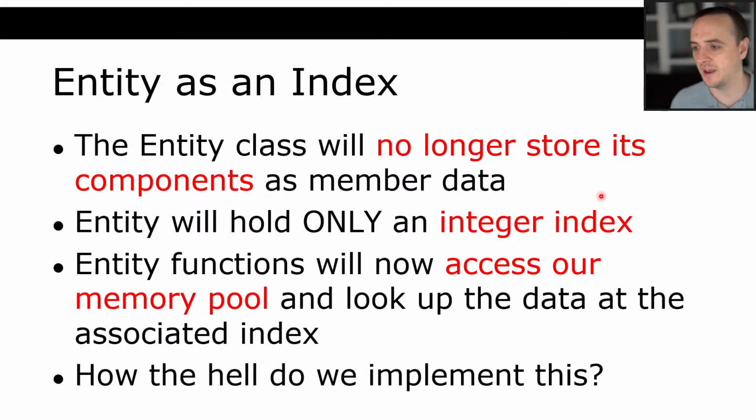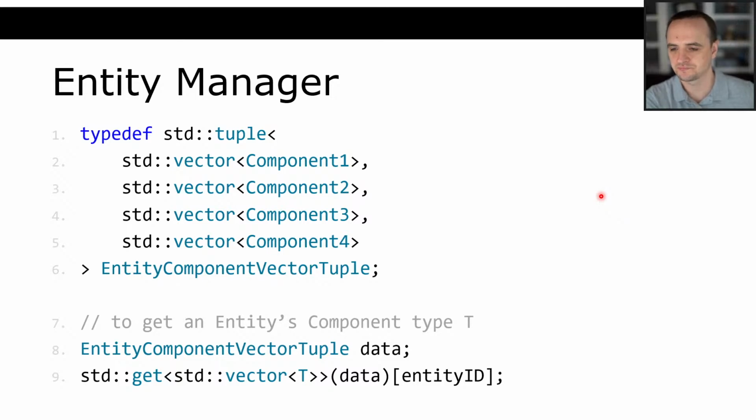Well, there's a very easy way to implement all this. Look, we had a tuple of components stored in each entity, but instead of doing that, let's make a tuple of vectors of components and store that in the memory pool, or the entity manager, wherever you want to do it. This is called an entity component vector tuple. I'm just calling it that. It doesn't have an official name, but you have a vector of type component 1, a vector of type component 2, a vector of type component 3, etc.